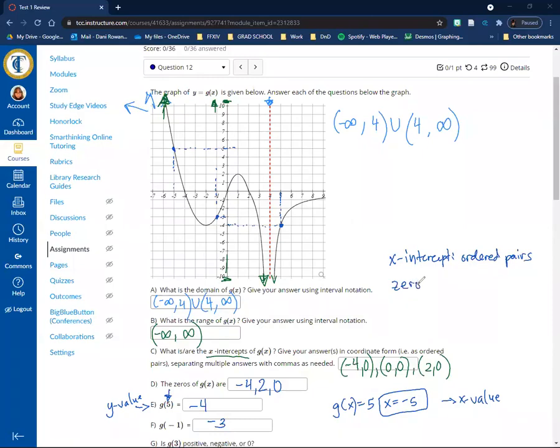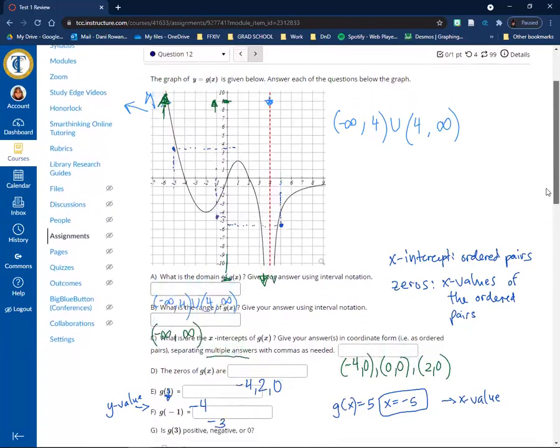Zeros is the x values of the ordered pairs. Oh, okay, thank you. No problem. So yeah, it's a little weird because you're looking at the same numbers, right? The -4, the 0, and the 2, but one of them is specific.